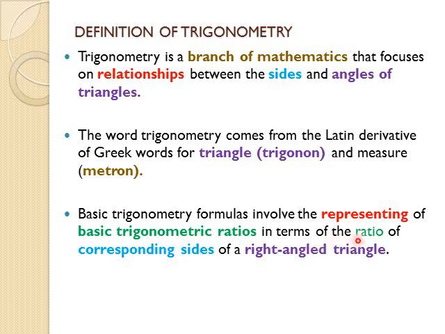So when I say ratio, when you write a fraction 1 over 2, it's the same as saying 1:2. So here ratios are looking at relationship between y, x and r, right, of corresponding sides of a right angle triangle. That's just some basic definitions.